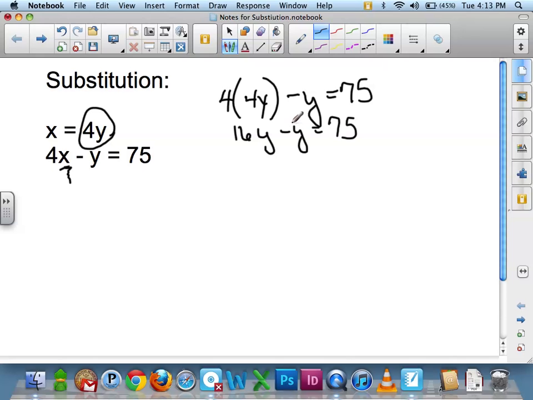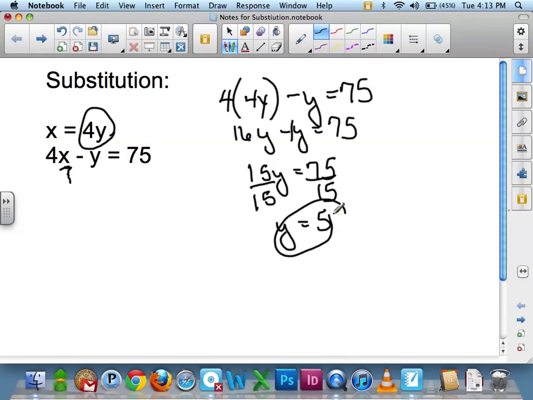Okay. Going to multiply, so I got 16y minus y equals 75. Now remember, there's always a 1 in front of this y. So that means 16y minus 1y. So now I have 15y equals 75. From there, we're going to then divide each side by 15 to get y by itself. So you have y equals 5.